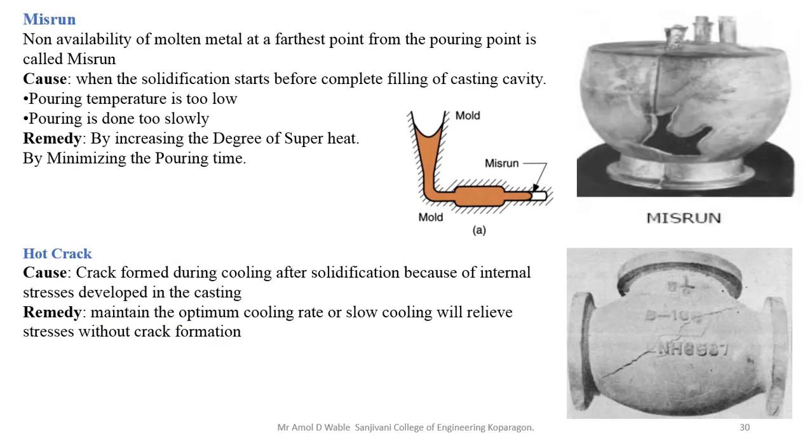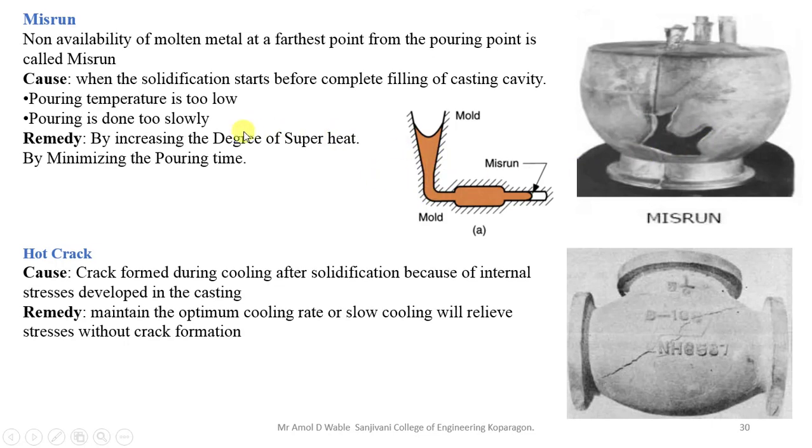Next, let's see misrun. In misrun you will find that in this actual component the misrun defect is there. Due to the non-availability of molten metal at the farthest point from the pouring, it is called a misrun, as this space remains as it is, or the molten metal has not reached this space while pouring. So this kind of defect will be seen.